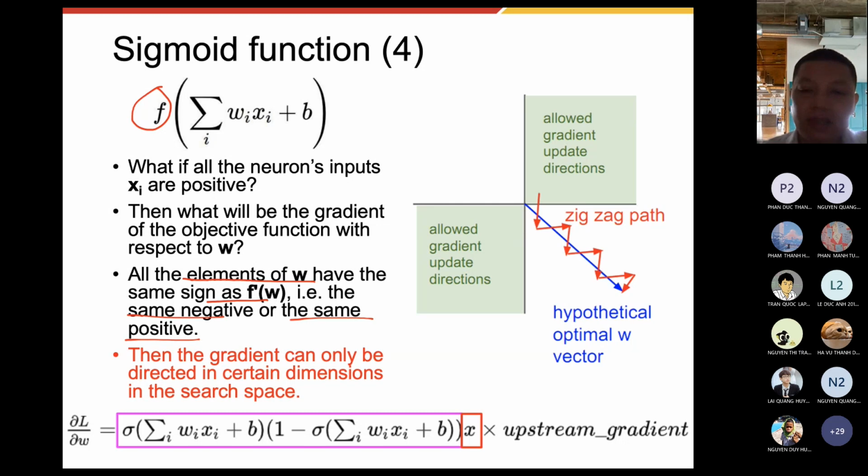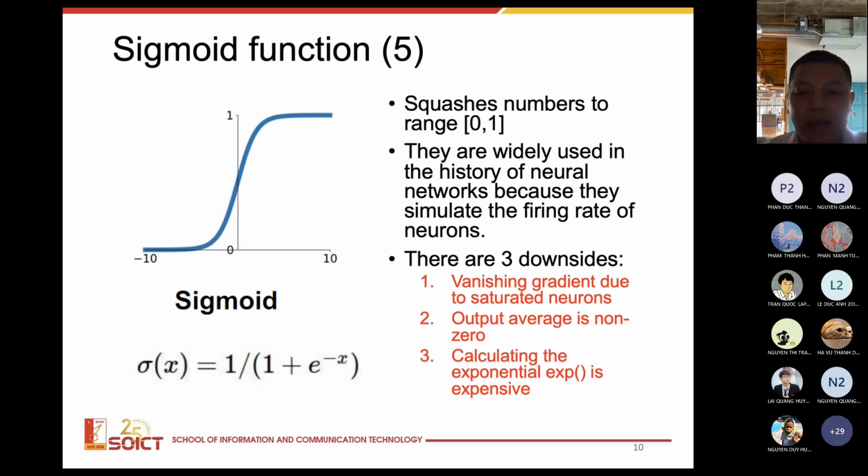Okay. Then in this case, you can see the consequence. The gradient can only be vectored in certain dimension in the search space, right? So we have the third downside. The calculation for the sigmoid function has an exponential operation in here. So the calculation is a little bit expensive, right?